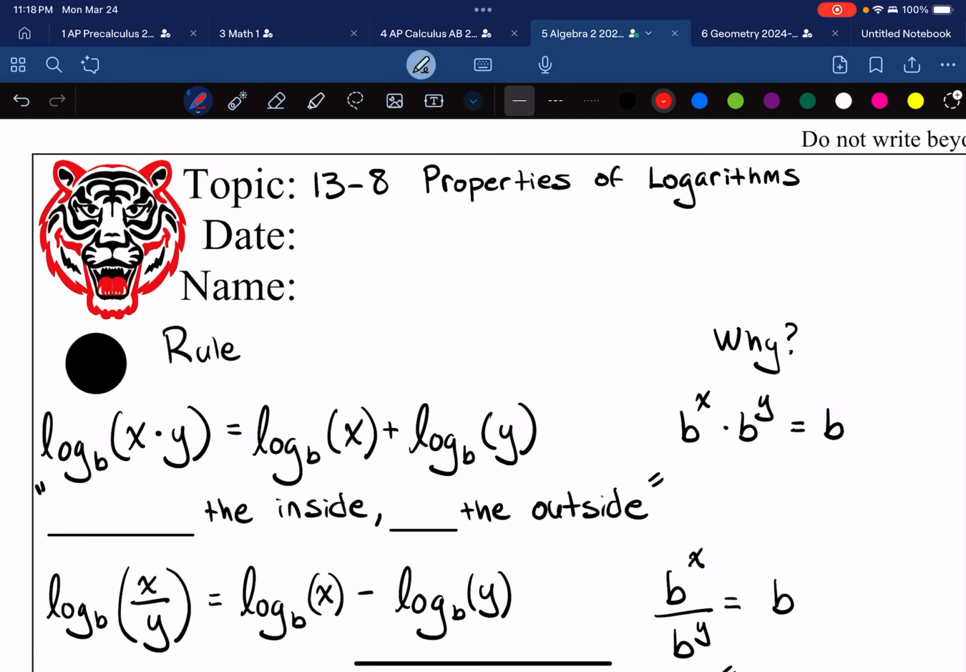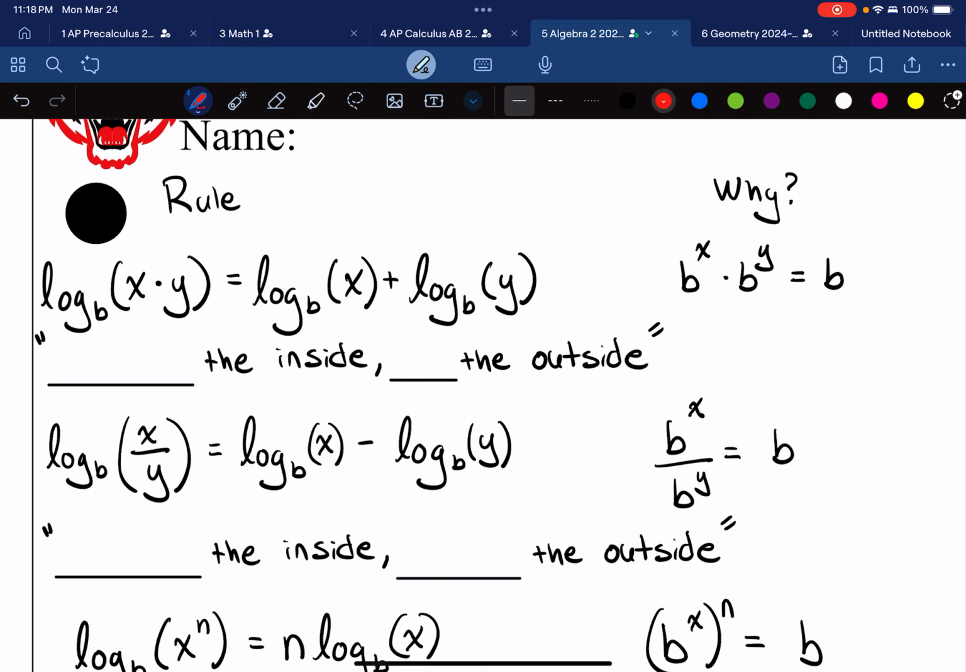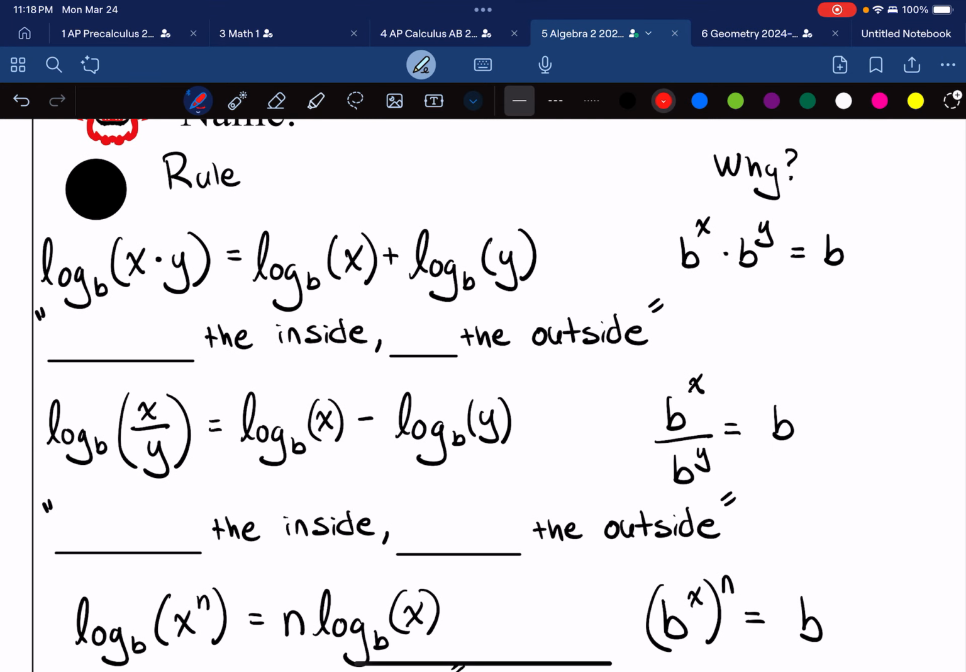This is Algebra 2, Lesson 13-8, Properties of Logarithms. So there are three new logarithm properties for today. Here's the first one. If you have the same log base, this rule works.